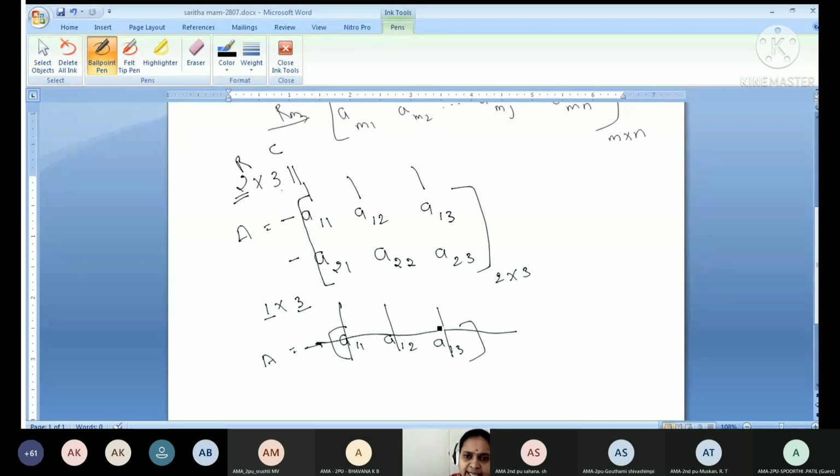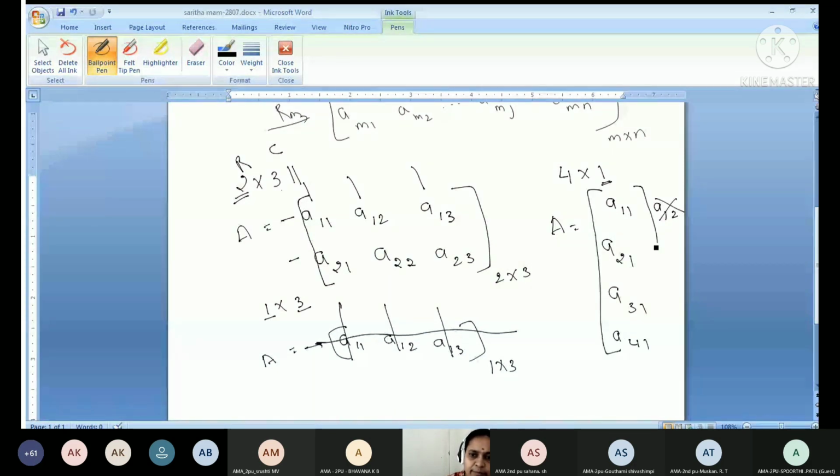If you want to write a matrix of 4 by 1, A is equal to, horizontal lines must be 4. It is A11. Don't write A12, because A12 is not correct. You have only one column, so 2 will never come. So A11, A21, A31, A41. That's it. This is our matrix of order 4 by 1.